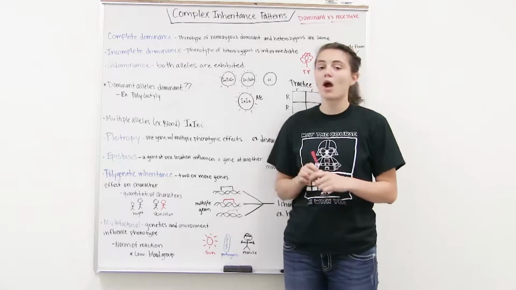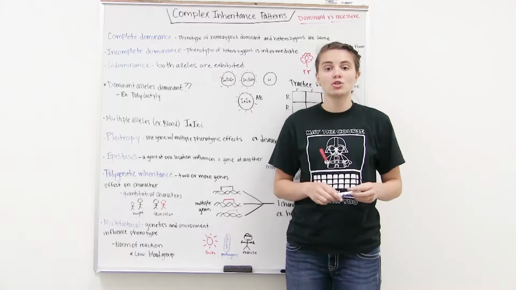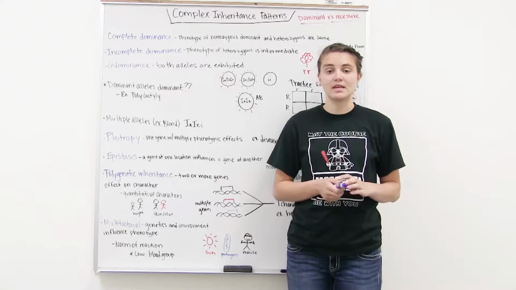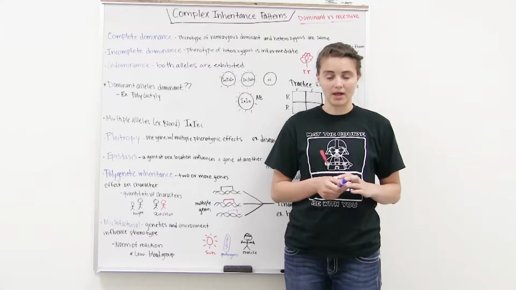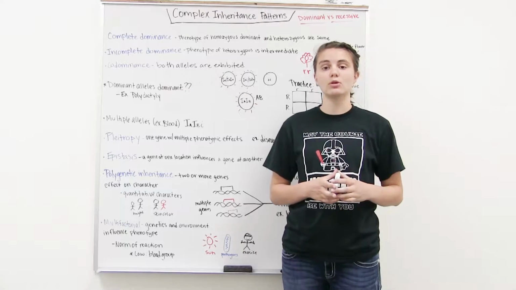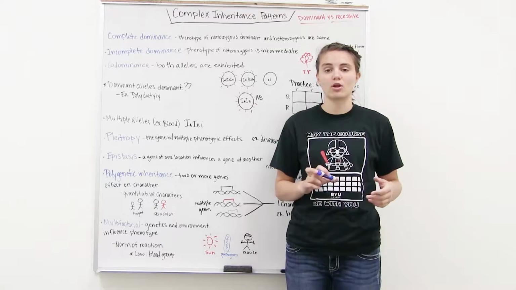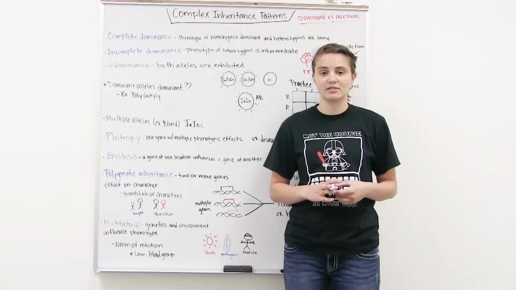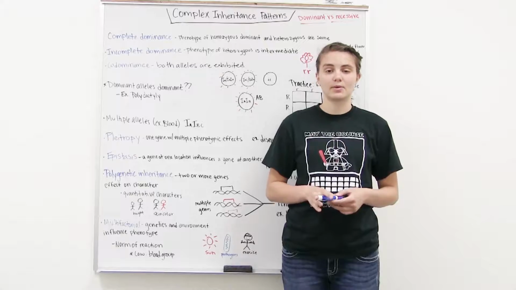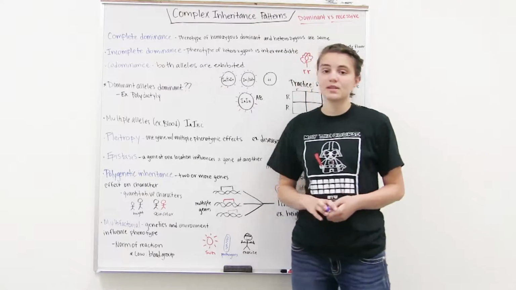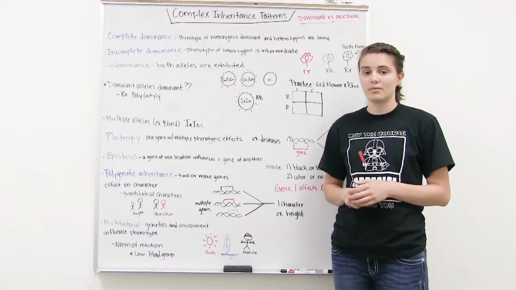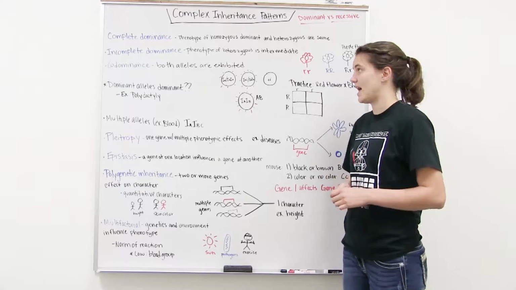Today we're going to be talking about complex inheritance patterns. When Mendel was doing his research, he was fortunate in that everything he was studying mostly followed these more simple inheritance patterns. However, the world and nature is not that simple, and we see a lot of different, more complex patterns that we have to try to explain and understand and factor in when we're dealing with Punnett squares and things like that. So first we need to differentiate between complete dominance and incomplete dominance, or the degrees of dominance that different traits can have.